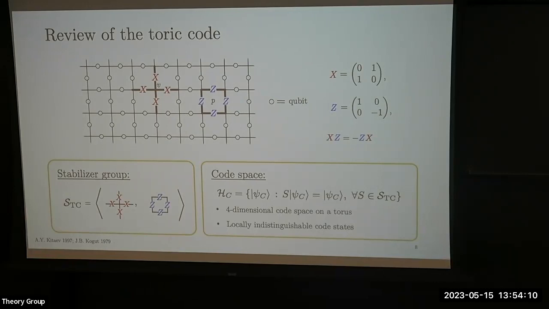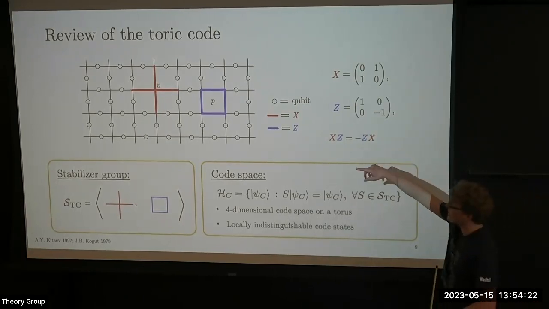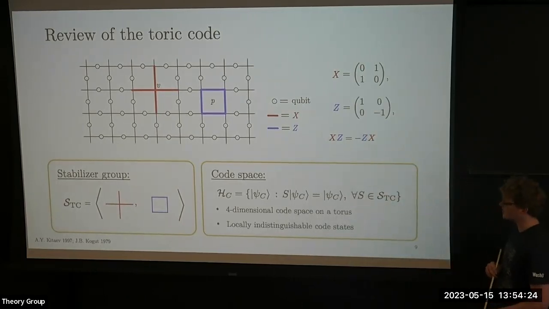So just to save myself time, I'm going to change the notation slightly and replace X's and Z's with colored lines. So I'll represent the X operators by a red line and the Z operators by a blue line.